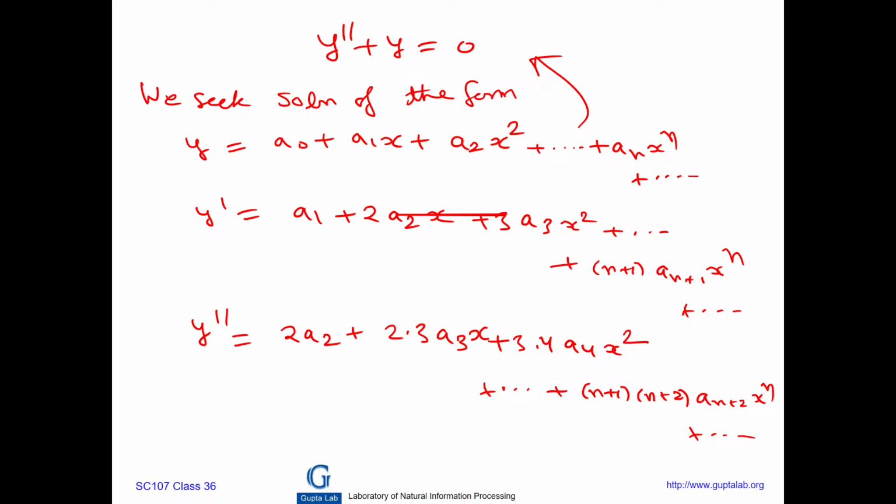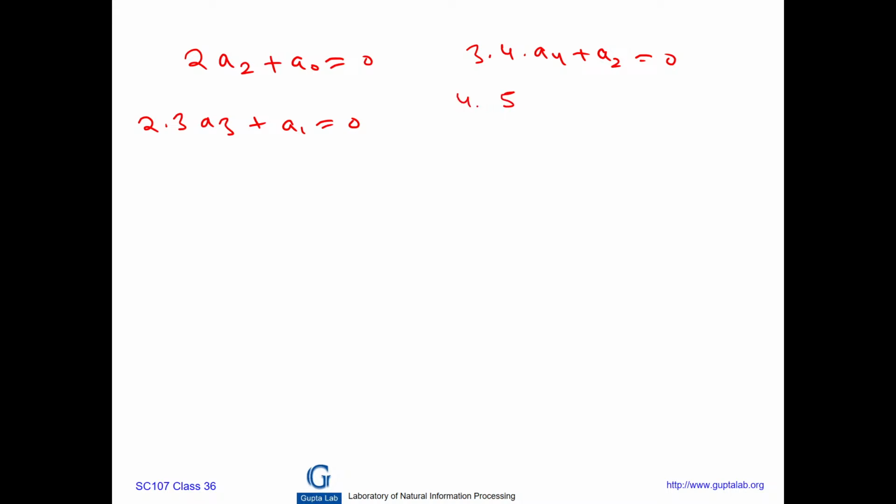So essentially what we are going to get is the following. 2 times a2 plus a0 is equal to 0. 2 times 3 times a3 plus a1 is equal to 0. 3 times 4 times a4 plus a2 is equal to 0. 4 times 5 times a5 plus a3 is equal to 0. Just adding the coefficients and putting equal to 0. And finally we should have something like this: (n plus 1)(n plus 2) a_(n+2) plus a_n is equal to 0. This is for the power of x to the power n.